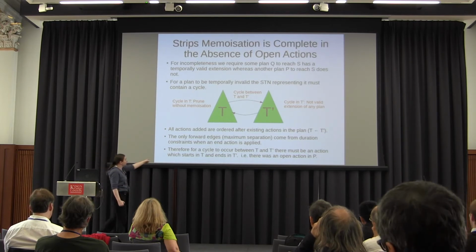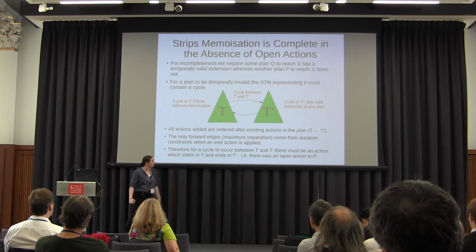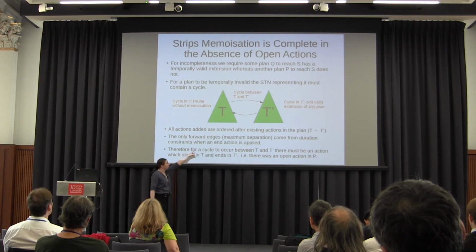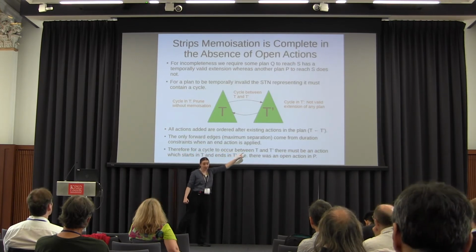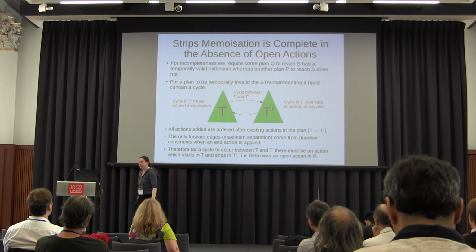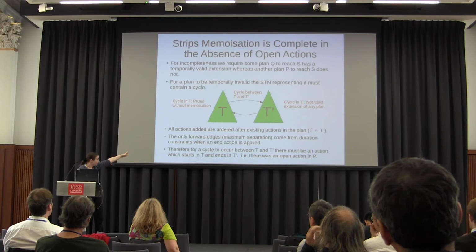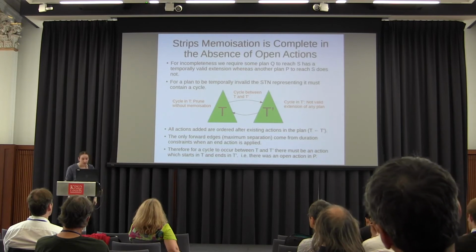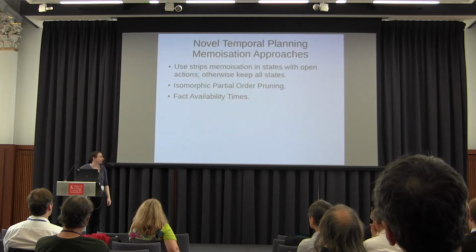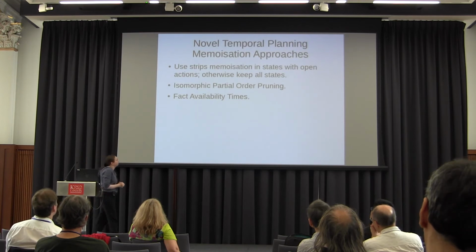So for a cycle to occur between these two networks, there must be some action which starts here and ends here, which means that there was an open action in the state we're in. It had started there, but it hadn't yet finished. So if we have no open actions, we are complete.